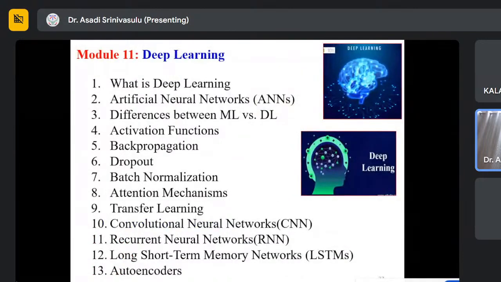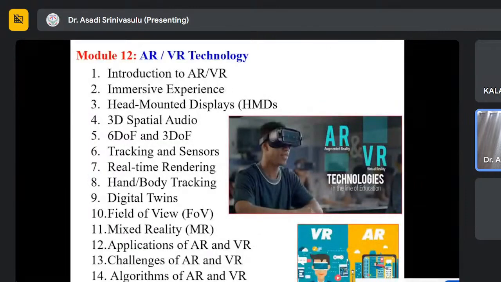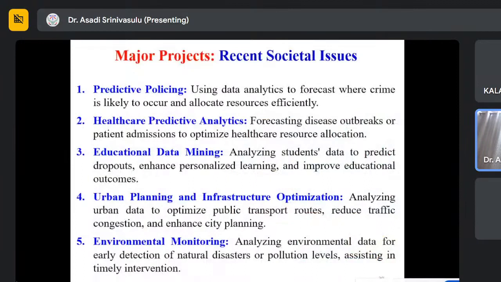Then deep learning, learning from the observational data with the help of a huge number of input and hidden layers like ANN, CNN, RNN, LSTM, and autoencoders, etc. Then augmented reality, virtual reality. We have various tools like head mount display, HMD, and digital twins, real-time rendering. And we have mixed reality also, field of view, various concepts in the case of audio, video we are developing. So these are the various projects I have developed in my research laboratory and GSER.